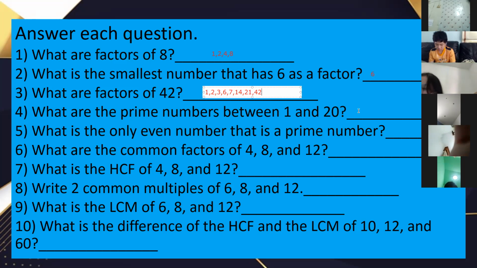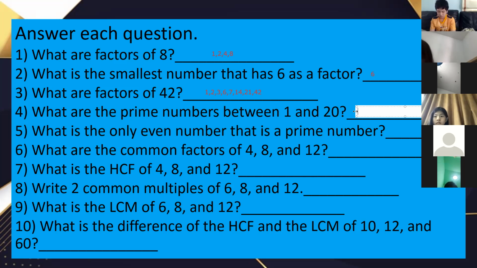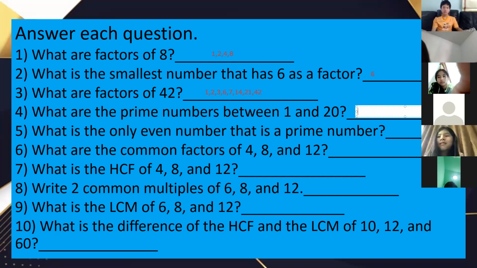What are the prime numbers between 1 and 20? 3, 5, 7, 11, 13, 17, and 19. One by one. What are the prime numbers between 1 and 20? Okay, I will call. Maybe Virus is not there, so absent.